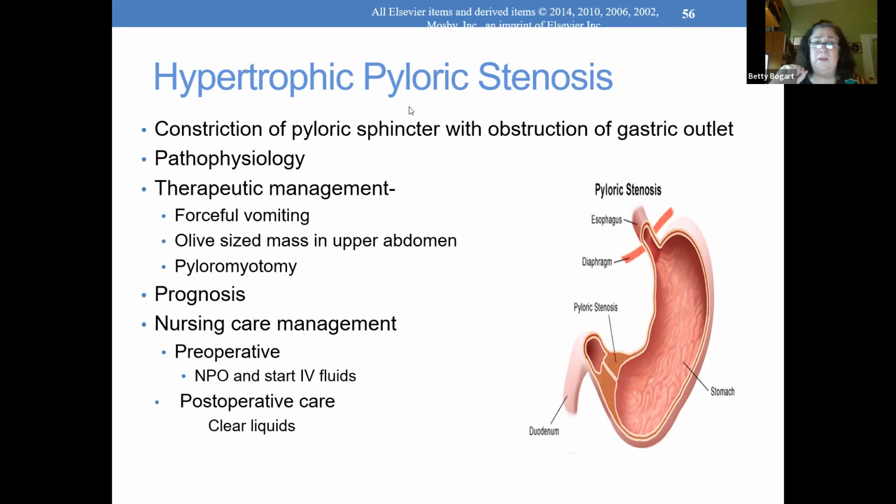That little valve, when they come back to the floor, once they're woken up, they will start on clear liquids. And usually within a day or two, they're back home. And very minimal scars left on this child. It's just a pyloromyotomy, it's called. The myo, the muscle, is opened to allow the fluids to go down. And these kids don't have any problems later on in life. It's just something that happens once.